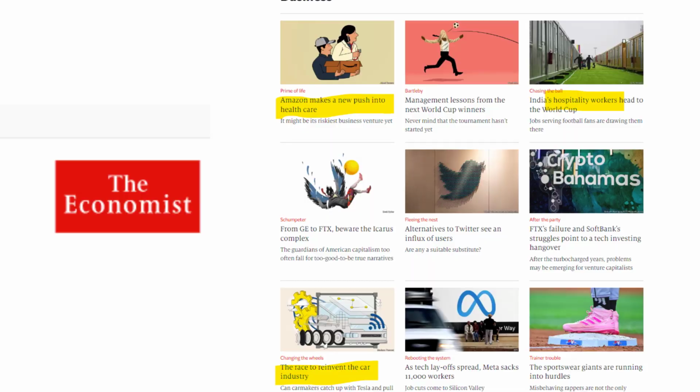Now what I've done here at random is to take the contents page of The Economist magazine. This is taken at random, but as we can see, there are articles about the healthcare sector, the hospitality sector, and the car industry sector.